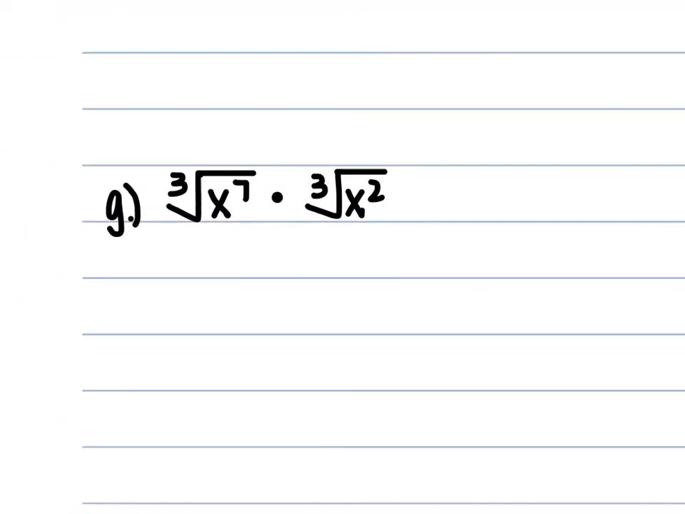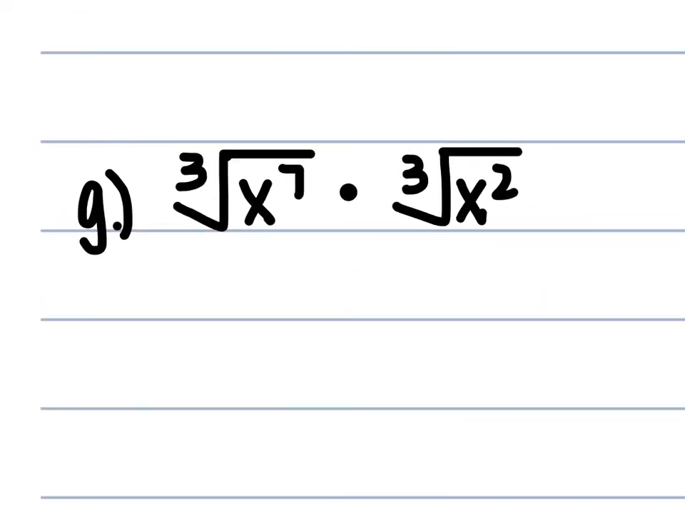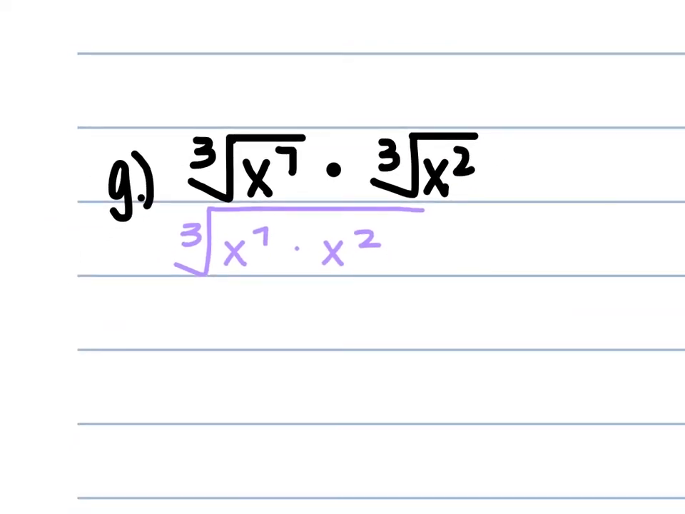When we look at G, we have the cube root of x to the seventh times the cube root of x squared. When we multiply these, it's the same exact thing as putting them under one cube root. If the radical is the same, we can do this. The cube root of x to the seventh times x squared. So remember, when we're multiplying variables raised to powers, we are keeping the variable and adding the powers if the bases are the same. Bases are the same here. They're both x. So we're going to keep the x, add the 7 and the 2. It's going to be x to the ninth underneath that cube root sign.